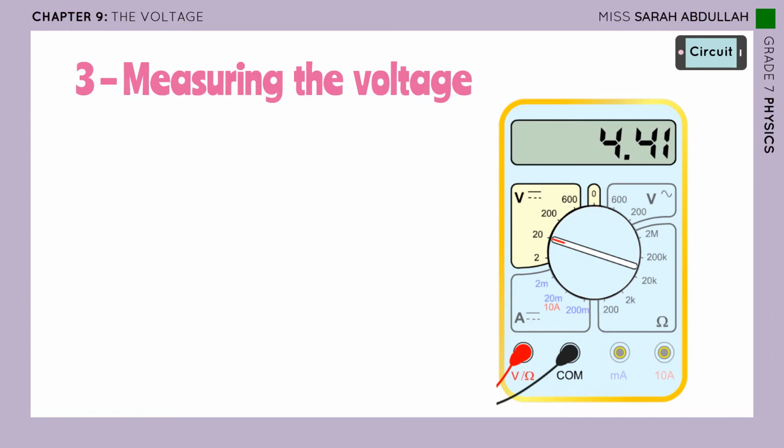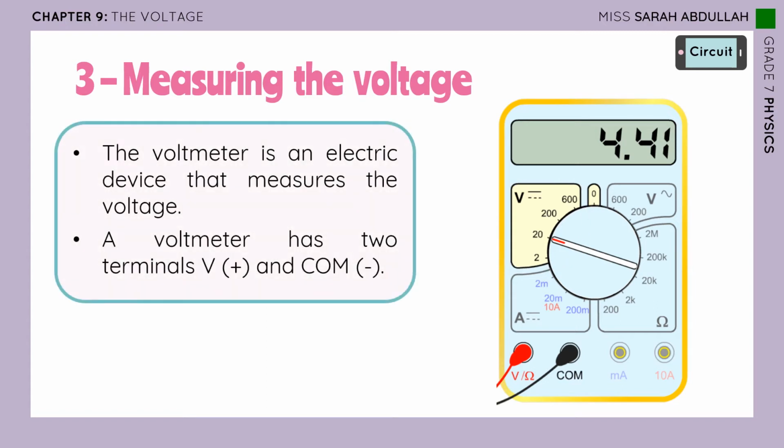Okay, now how can I measure this voltage? I know there is a voltage and I know the unit of this voltage, but how can I know the value of this voltage? I can measure it using, remember this device? It is called the multimeter. And we used it as an ammeter before. Now, we're not going to use it as an ammeter. We're going to use it as a voltmeter. So this device is called a voltmeter. It is an electric device that measures the voltage.